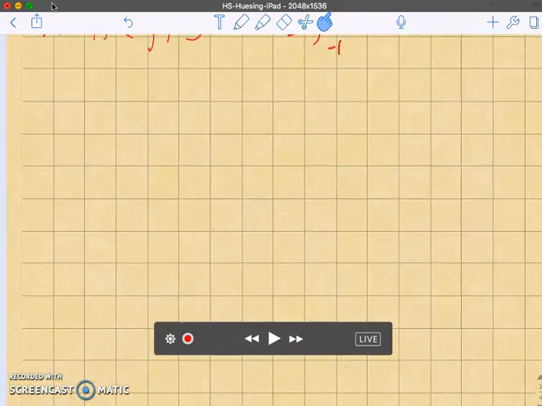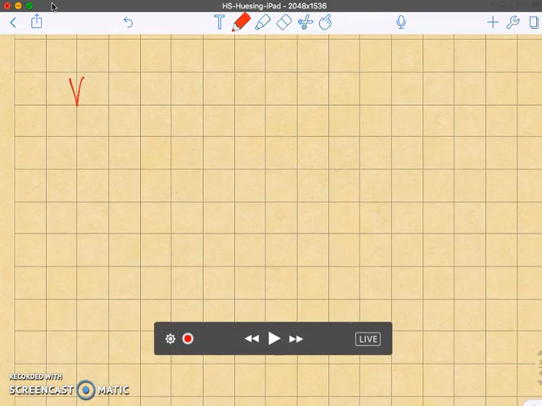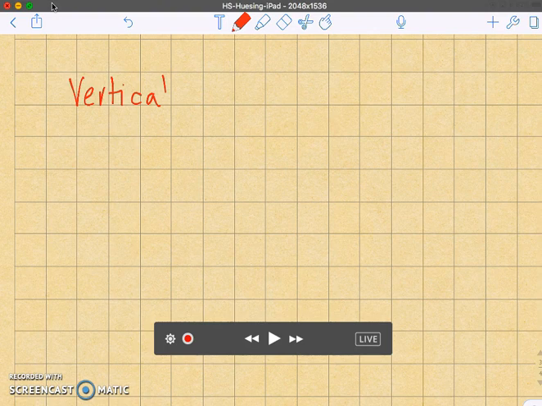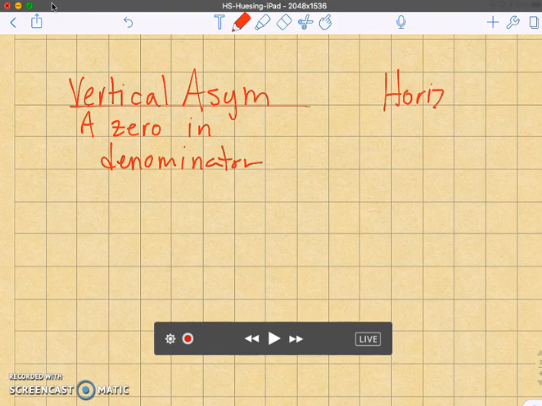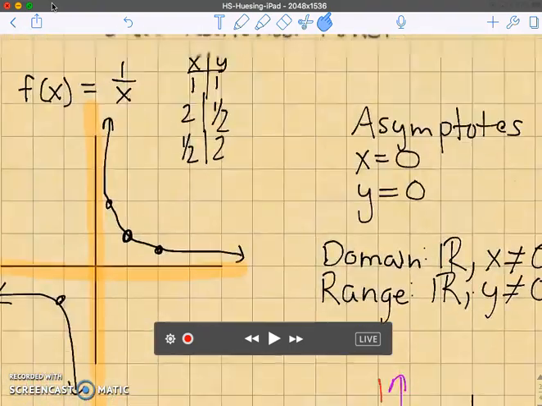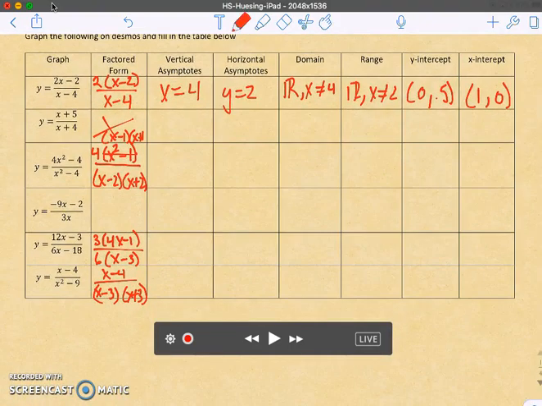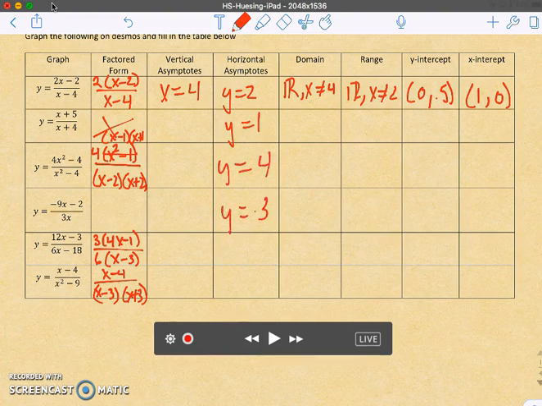So hopefully you figured out a couple things from here. Where to find your vertical asymptotes: it makes a 0 in the denominator. Now our horizontal, we had a lot of different numbers up here. So if we go back, this one was y equals 1, y equals 4, y equals negative 3, y equals 2, and y equals 0.